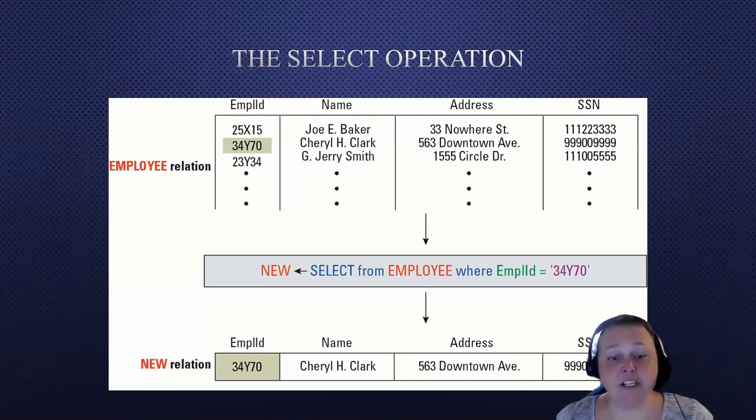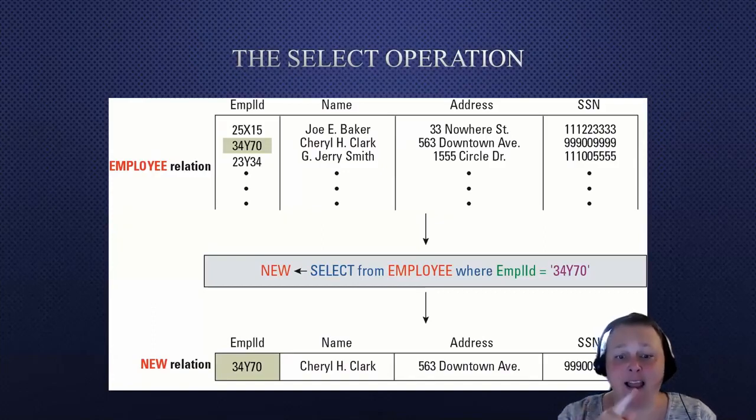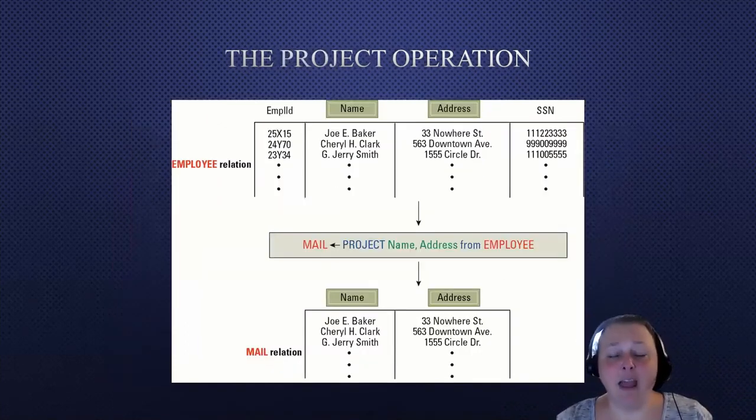Now the select operation, what you can do is, this is called SQL, we're going to talk about it in a little bit, but you can put together some syntax that says select from employee relation where my employee ID equals a value, okay? So what that's going to do is it's going to take all of the records in there to where the employee ID is equal to that value. And it's going to create a new relation, and that new relation is going to be all of that information for that employee.